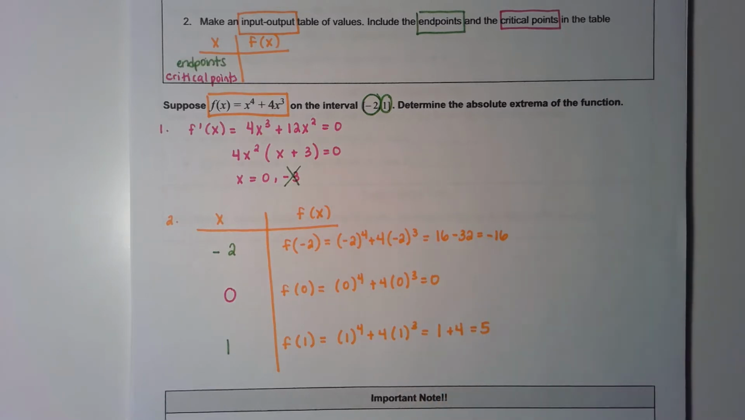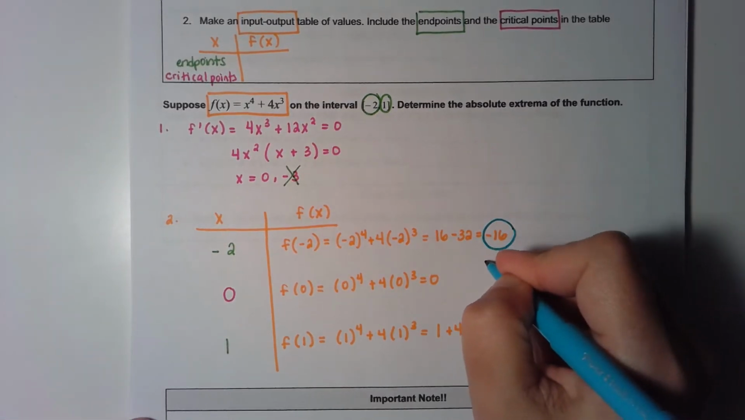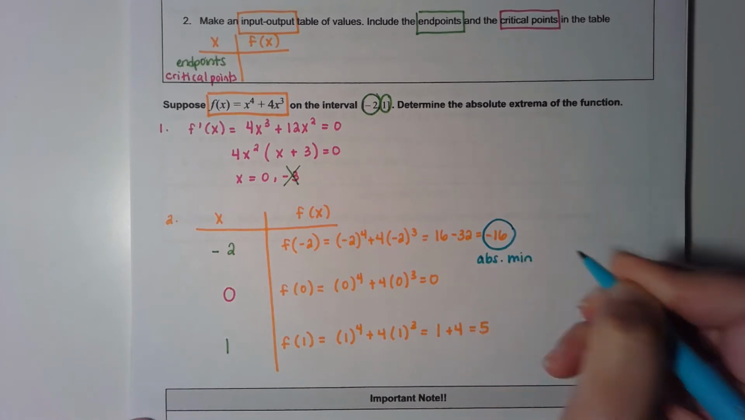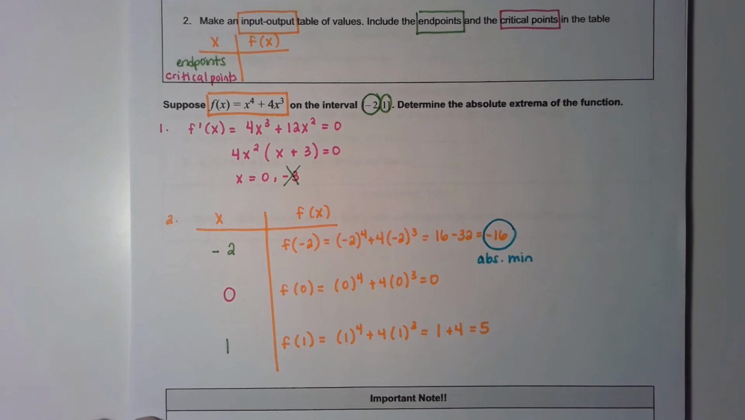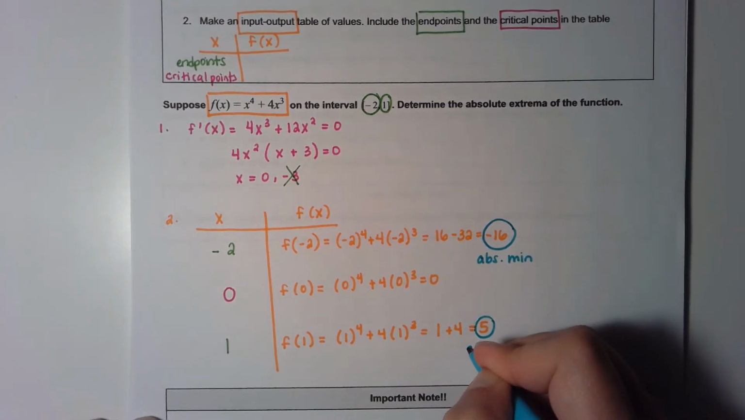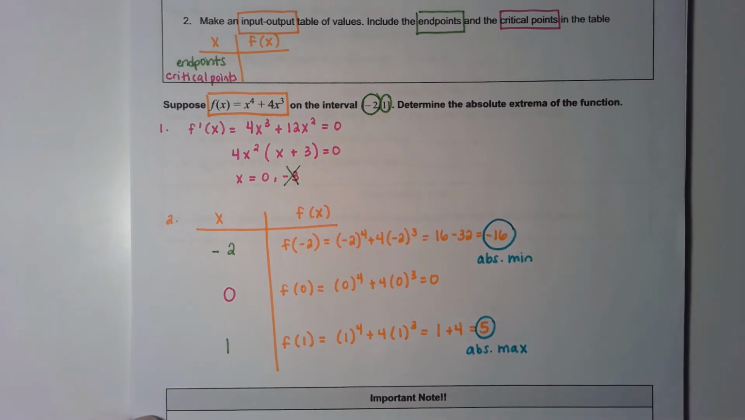Now, out of this list of numbers, we can find the highest and the lowest. So since the negative 16 is the lowest, this is going to be the absolute minimum value on this particular interval. And since the 5 is the highest number, this is going to be the absolute maximum value on this particular interval, because those are the lowest and again the highest numbers.